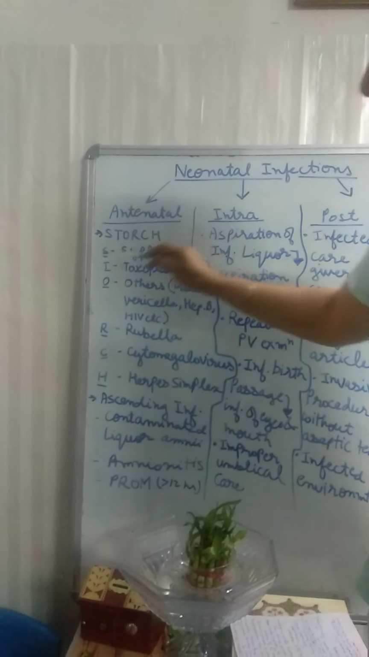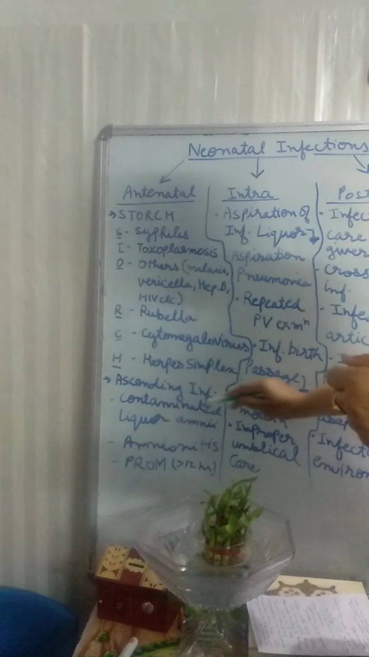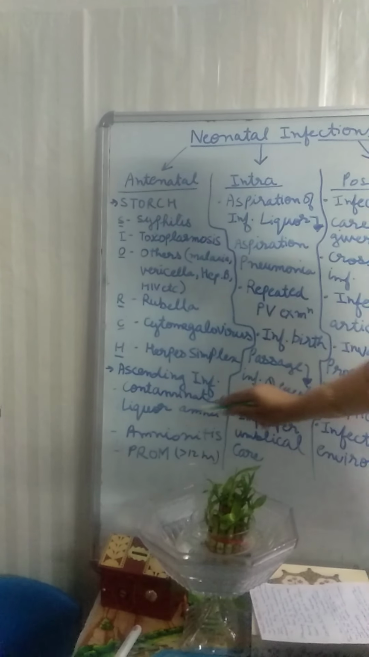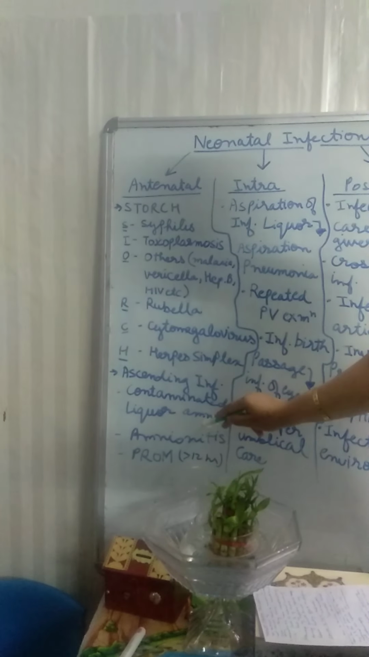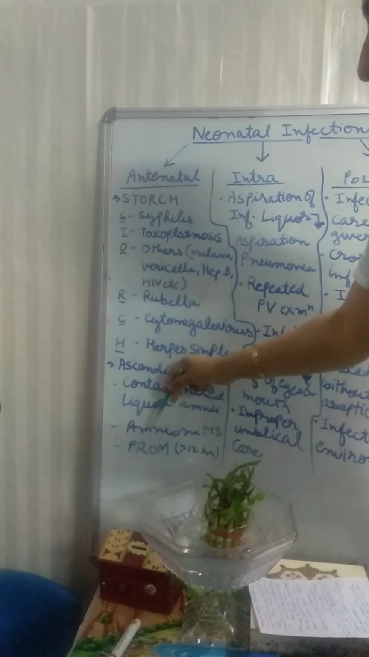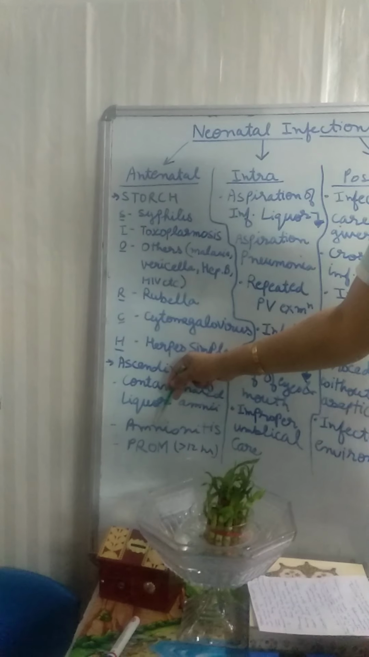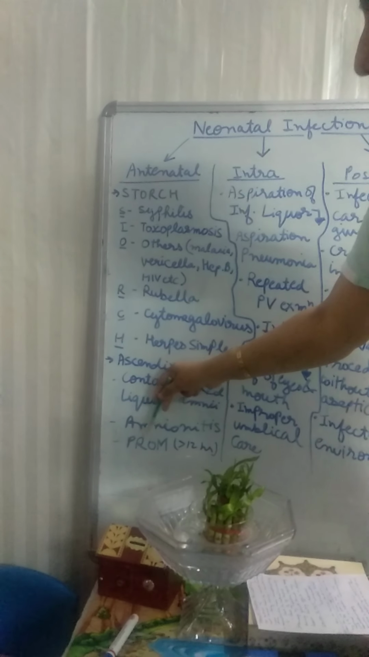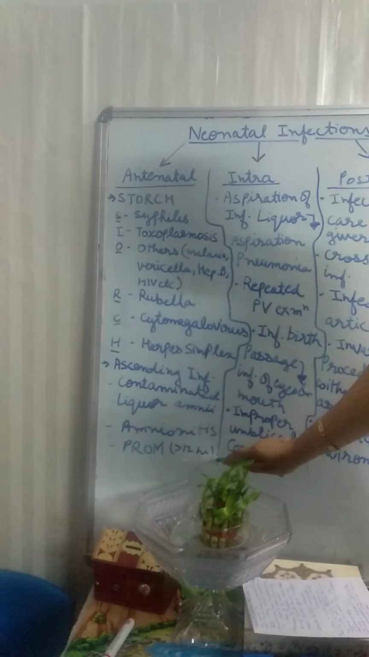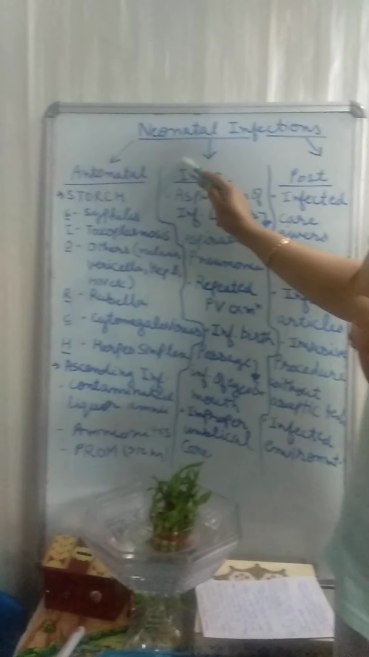The other cause during the antenatal period is ascending infections. Ascending infections are contaminated liquor amnii. The fluid which is infected may lead to infection in the neonate or in the fetus. Amnionitis. Amnionitis is infected amnion. Then prolonged rupture of membrane. If the membrane is ruptured for more than 12 hours, this leads to neonatal infections.